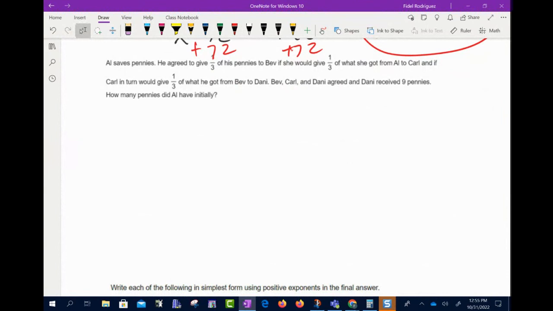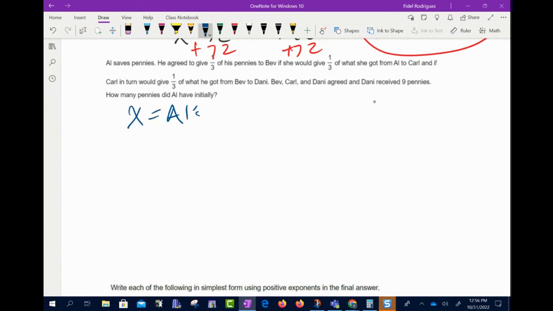Okay, it says Al saves pennies. He agreed to give 1/3 of his pennies to Bev if she would give 1/3 of what she got from Al to Carl, and Carl would give 1/3 of what he got from Bev to Danny. Bev, Carl, and Danny agreed, and Danny received 9 pennies. How many pennies did Al have initially? I don't know. Okay, so look, y'all, this is what we're going to do.